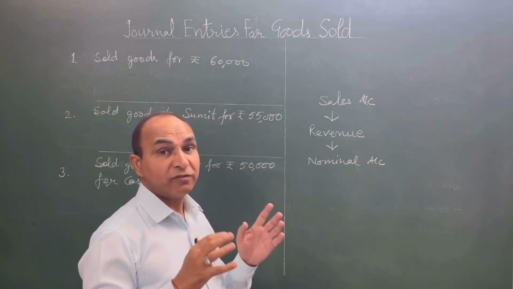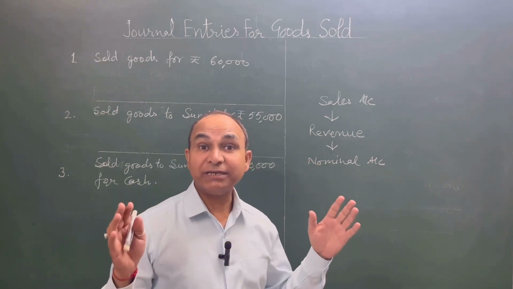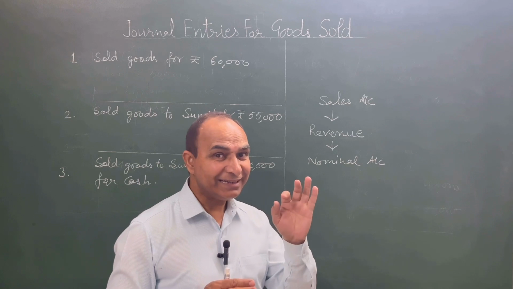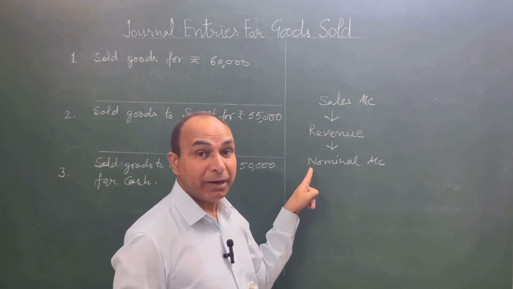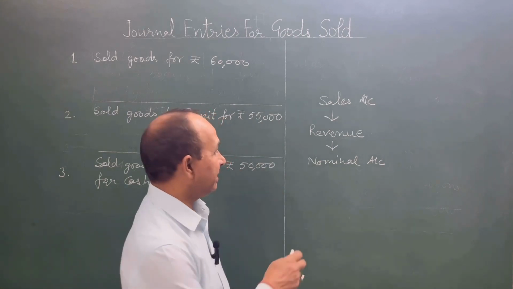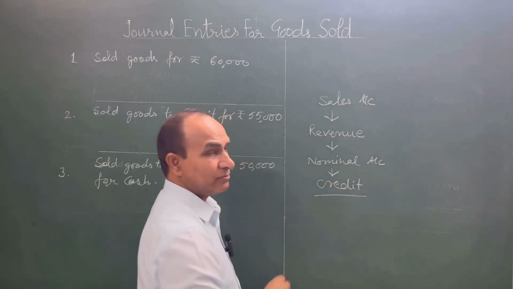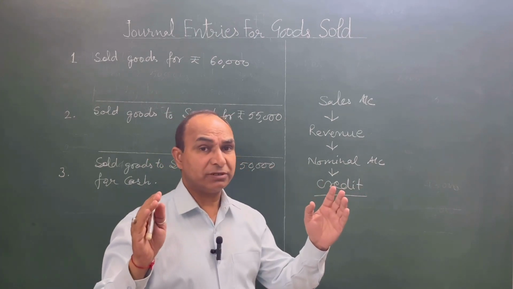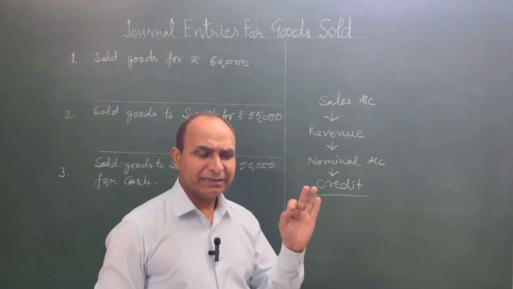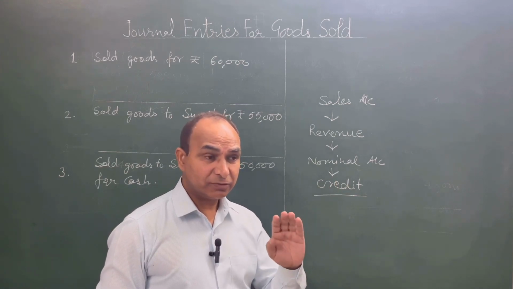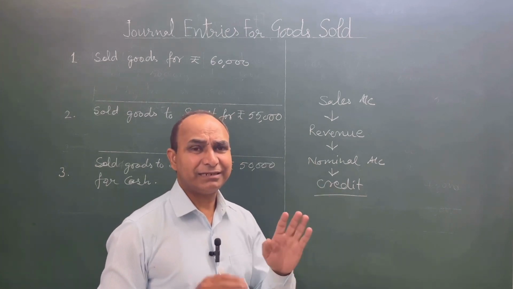And what is the rule of the nominal account? Debit all expenses and losses and credit all income and gains. Credit all income and gains. It means sales being revenue and a part of nominal account, it will be credited. So you always keep in mind students, whenever goods are sold into the market, sales account will be credited regardless of the fact whether the goods are sold for cash or credit. Sales account is naturally credited.